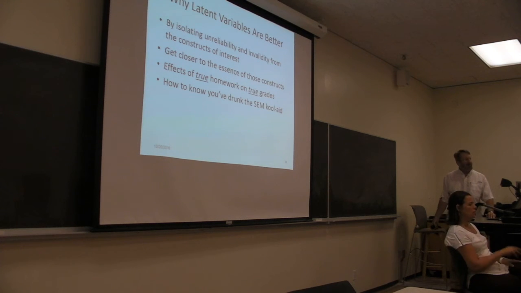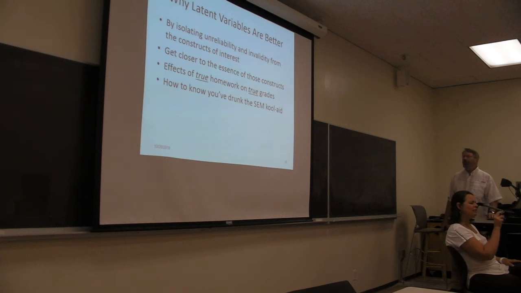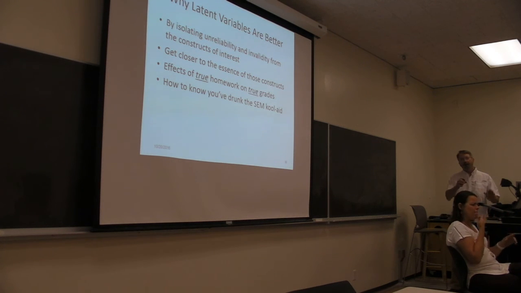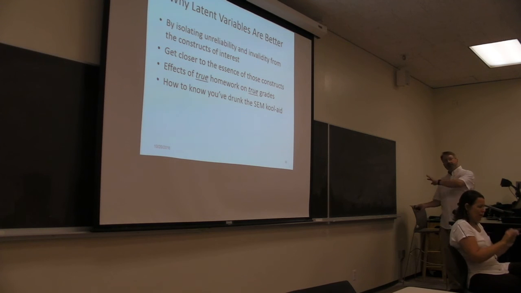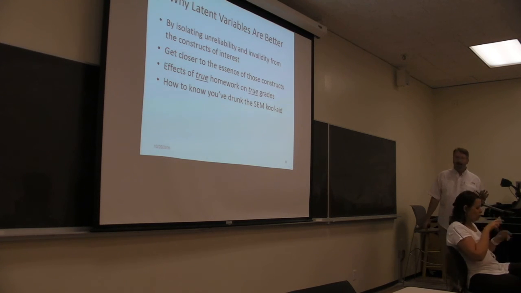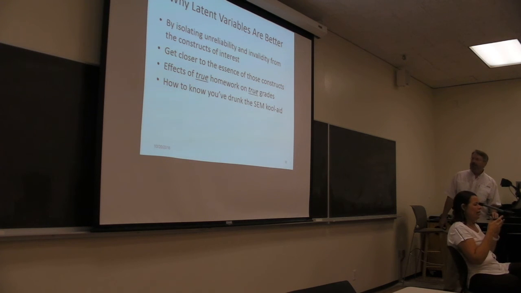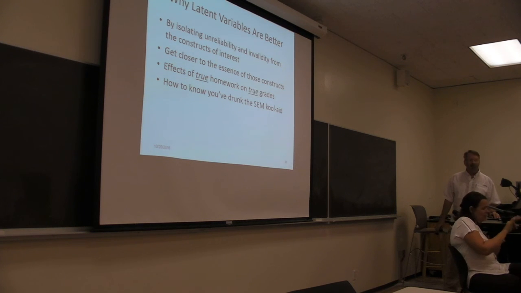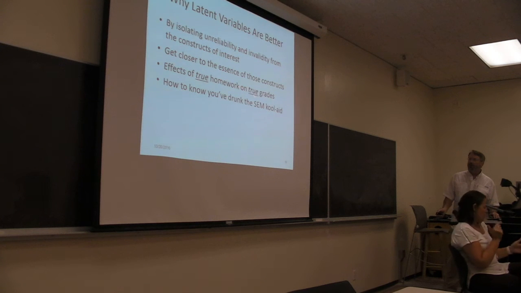Also, why are latent variables better? Well, what you've done is you've taken the unreliability and the invalidity that we know exists in every measurement we make, and you've put that to the side, and now we're interested in getting closer to looking at the effects of the constructs on one another rather than our imperfect measures on one another. So we're getting closer to the effects of true homework on true grades.